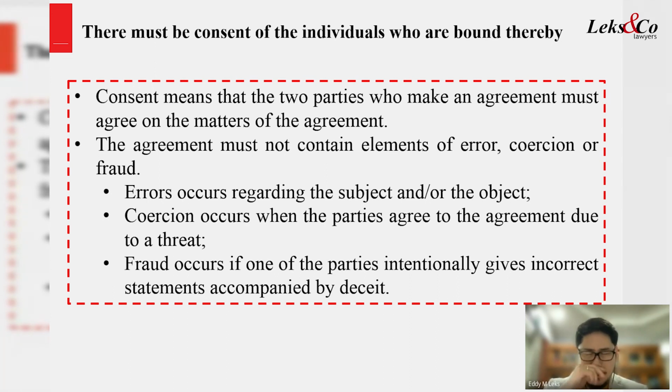So this fraud will relate to an agreement between the parties, and one of the parties can state that if there is no fraud, I will never sign this agreement. So because there was a fraud, I signed this agreement. But if I knew that there was a fraud, of course, I would never sign this agreement.